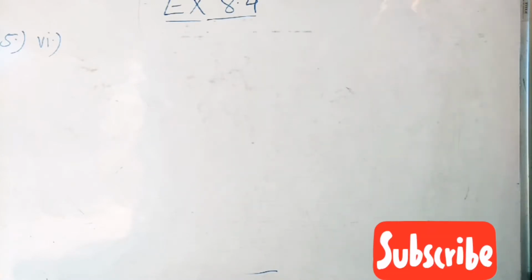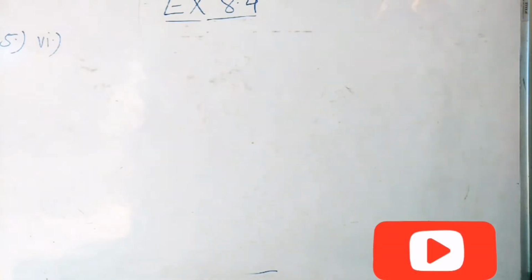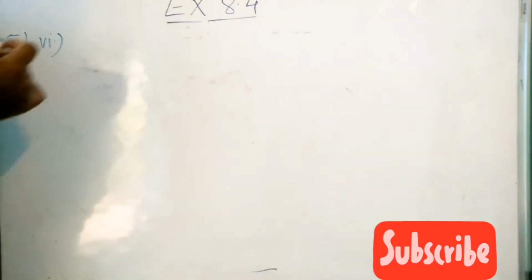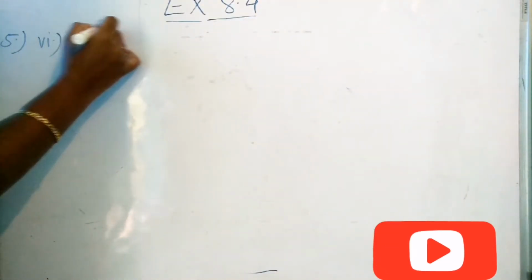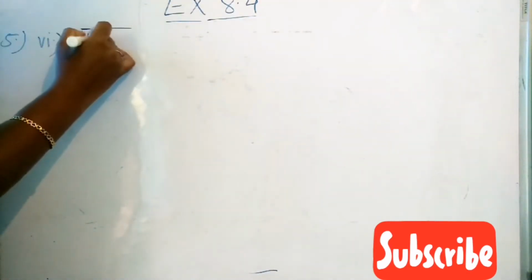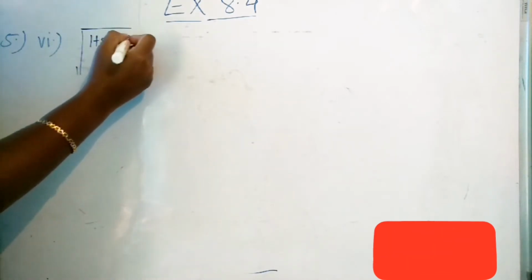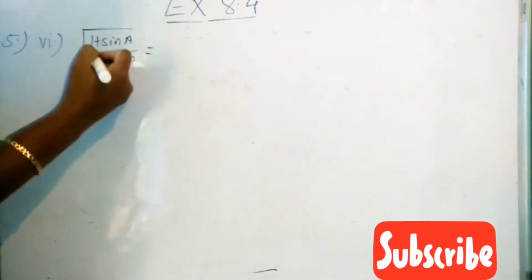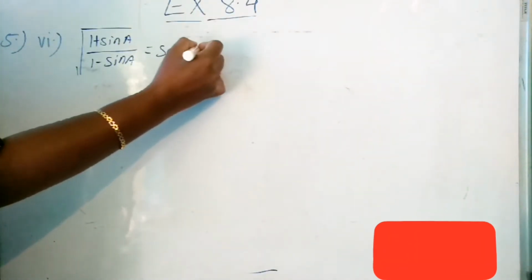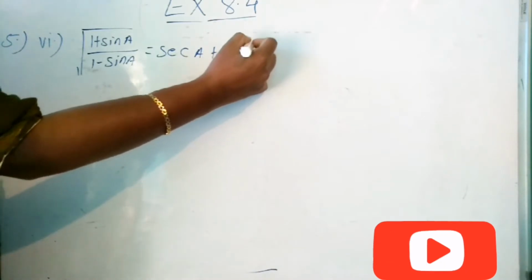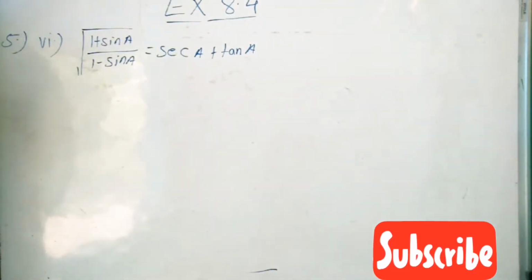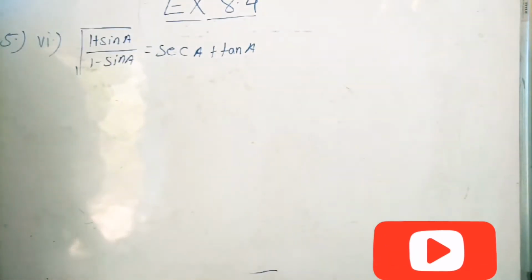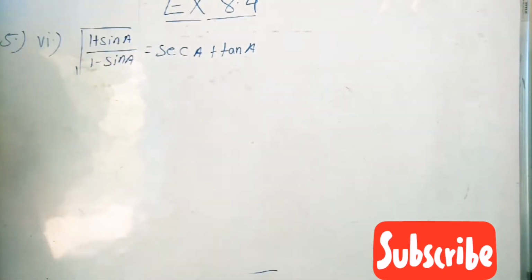Today I am going to discuss exercise 8.4 remaining questions. Sixth question: we need to prove that square root of (1 plus sine A divided by 1 minus sine A) is equal to sec A plus tan A.